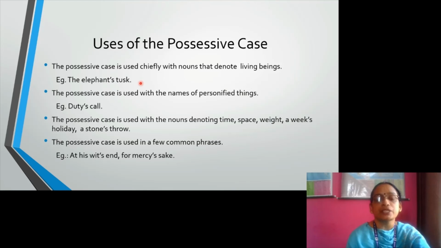What are the uses of the possessive case? The possessive case is used chiefly with nouns that denote living beings. Let us see the examples. The elephant's tusk. The possessive case is used with the names of personified things, such as duty's call. It is used with nouns denoting time, space and weight: a week's holiday, a stone's throw. It is also used in a few common phrases: at his wit's end, for mercy's sake. These are the uses of the possessive case.